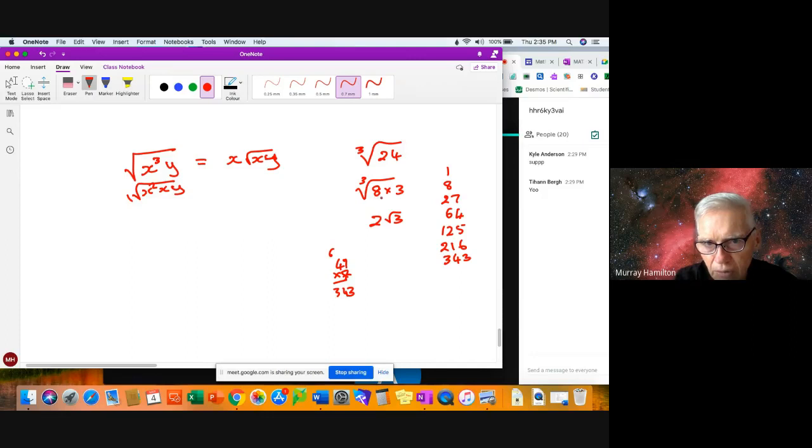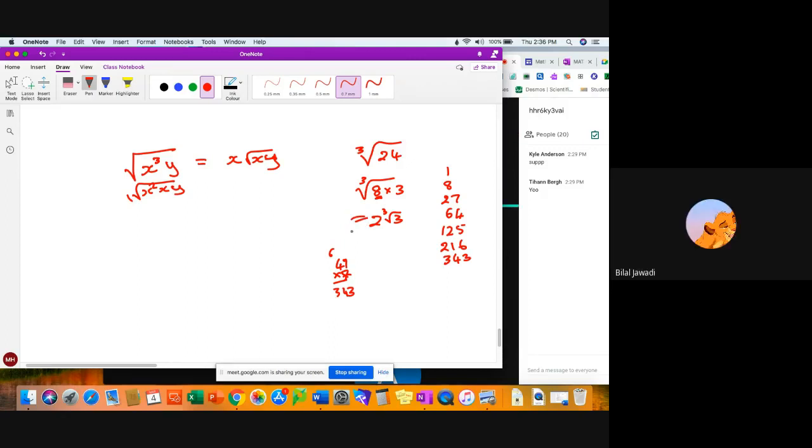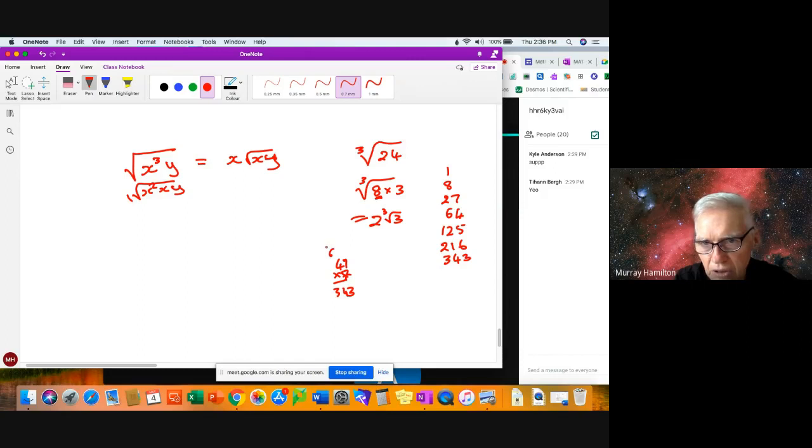So I look for my cube number of 8 there, and that would take that outside the bracket. Well, that would be cube root of 3. So it's 2 cube root of 3. Does that make sense? Yep, all right, that makes sense. Yeah, thanks. Okay. Anyone else got any questions?